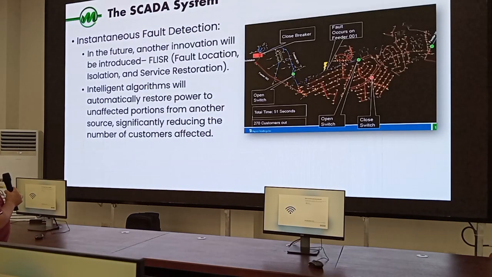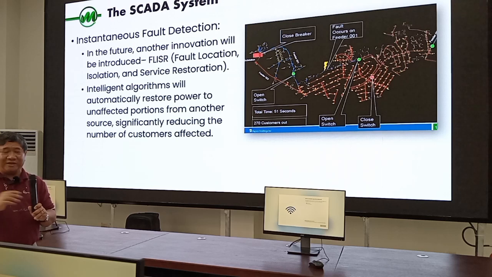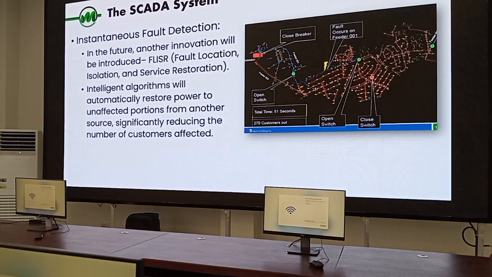Next. With instantaneous fault detection, in the future another innovation will be introduced, called FLISR: fault location, isolation, and service restoration. Again, it is an intelligent system that will do the restoring. There will be no need to send the crew to find where the fault is, and then call in what to switch off and what to switch on. All of that is eliminated with this system in place, because it will balance where to draw power from and what to isolate.